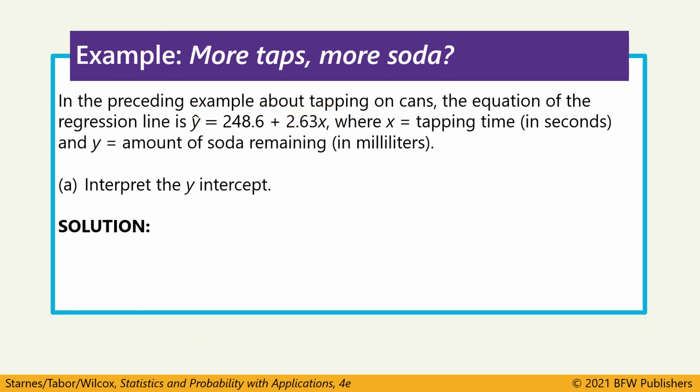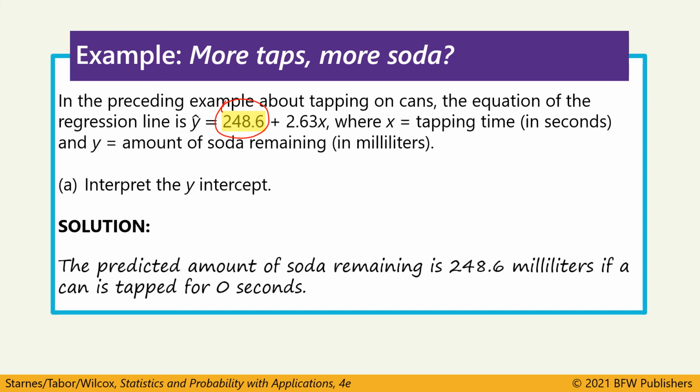Moving on to the y-intercept, which is this value right here. That's telling us the predicted amount when we plug in 0 for the x. So in the context of the problem, the predicted amount of soda remaining is 248.6 milliliters if a can is tapped for 0 seconds.